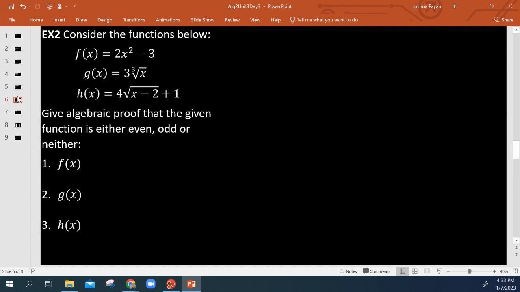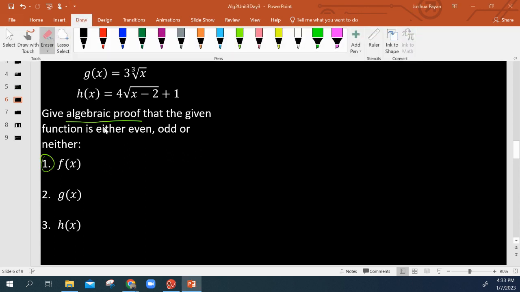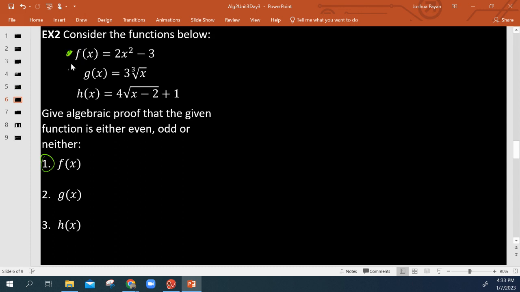So just to prove some points here, we're going to give algebraic and geometric proof that these functions are either even, odd, or neither. So let's look at the algebra first. Number one is asking us to consider f of x, and we see here f of x is equal to 2x squared minus 3, right?